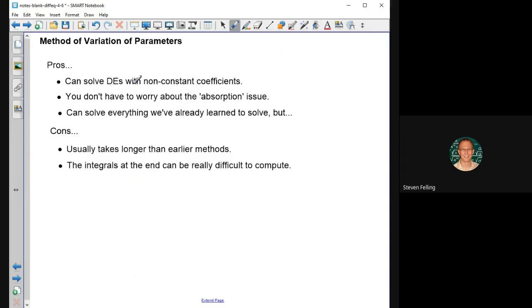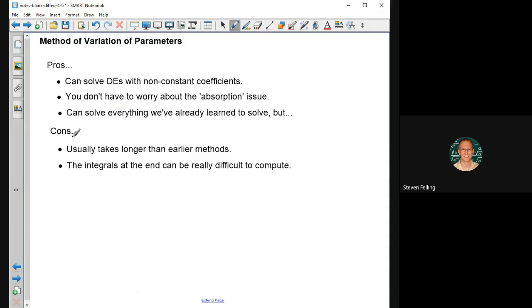Well, the pros are you can solve non-homogeneous differential equations with non-constant coefficients. It works in some cases where the right-hand side, remember we had some limitations on the right-hand side, like we couldn't have anything but sines and cosines. We had to have polynomials or exponentials or sine and cosine. This will also work in those cases. You actually don't have to worry about that absorption issue that we had in the undetermined coefficients method. You can solve everything we already know how to solve, in fact, using this method.